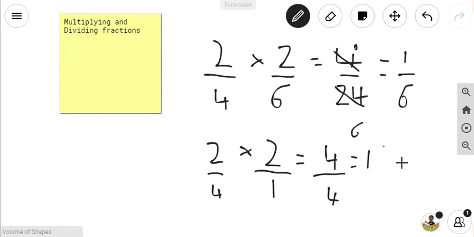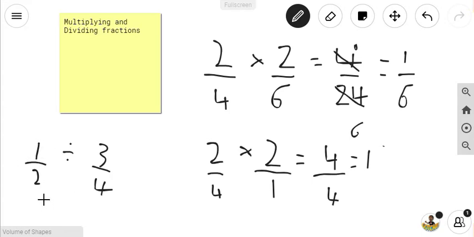Now let's look at dividing fractions. Dividing fractions is very simple as well. Say you had a half, and you're dividing it by 3/4. What you do here is the first number you'd switch around.